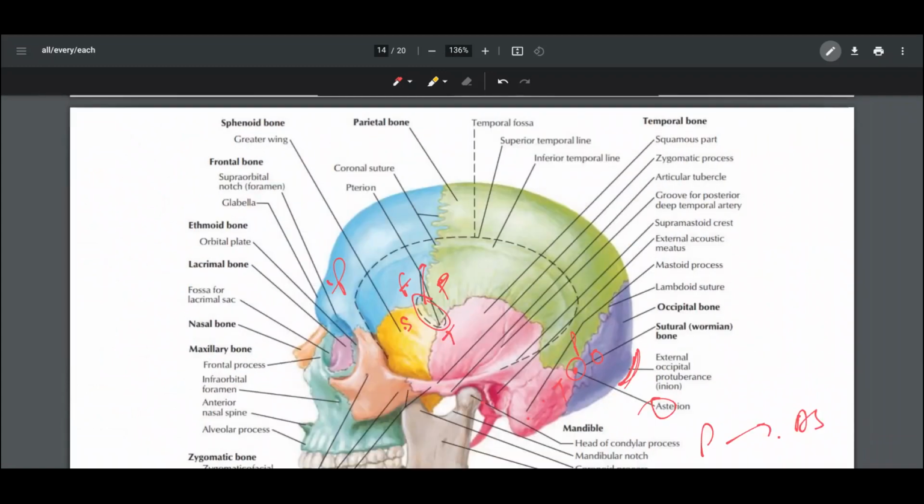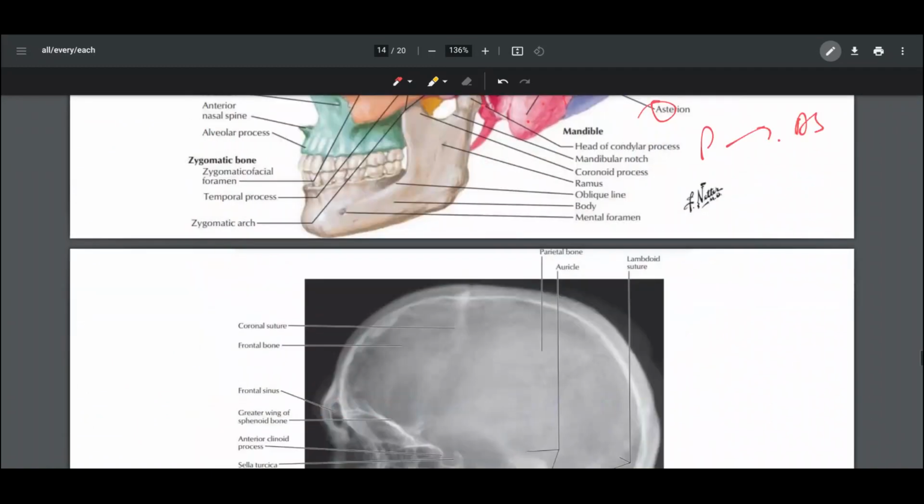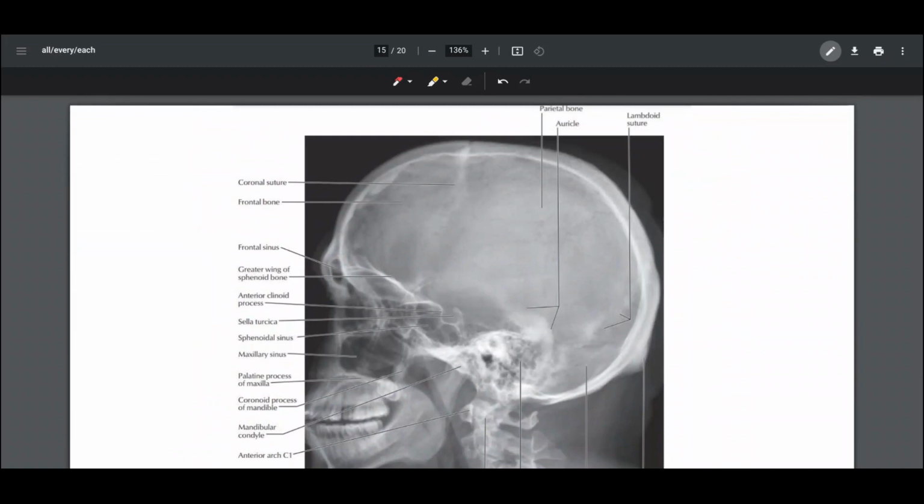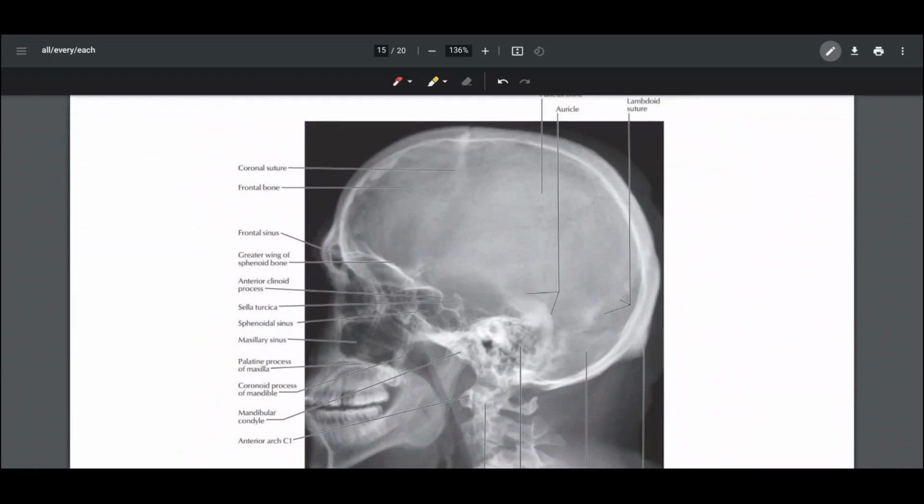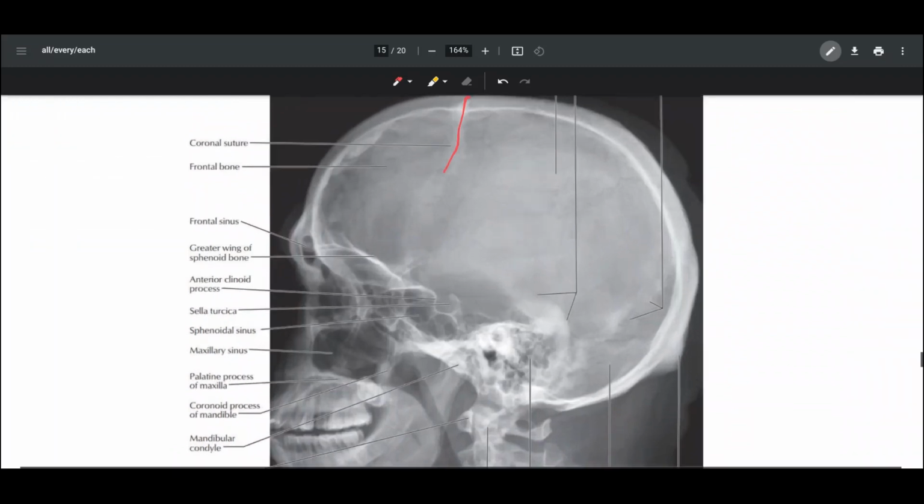I think we have covered the lateral view of the bone completely. I don't think we are leaving anything. Let's now move to the radiographic view laterally. Okay, so here comes the coronal suture. All right, and this is the frontal bone. Clear?